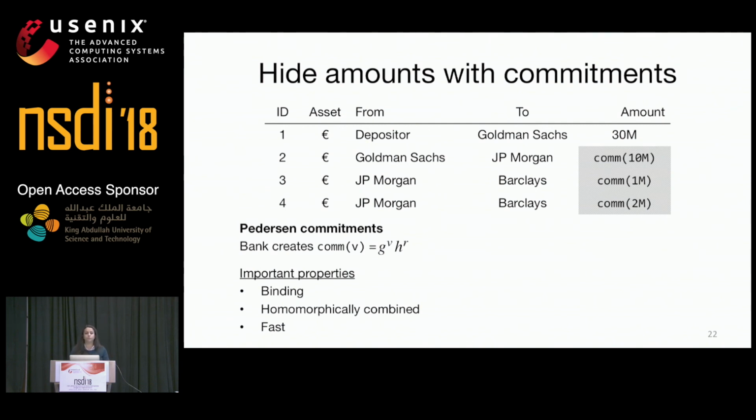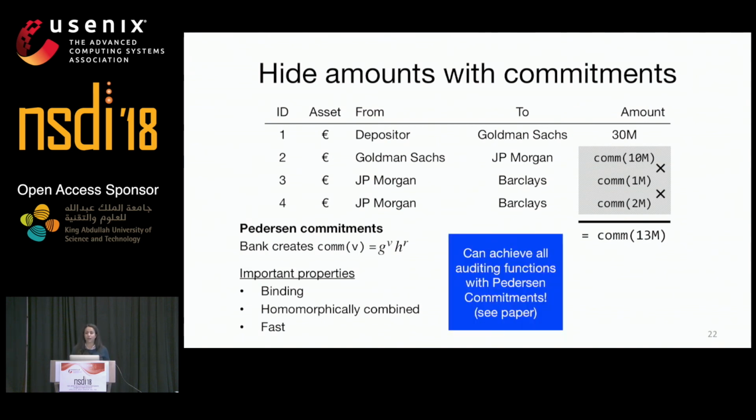Pedersen commitments have a few very important properties. First of all, they're binding. It's very hard to open a commitment to a value other than the one that was originally committed to. Unlike a hash, multiple Pedersen commitments can be homomorphically combined. If you multiply these commitments together, then the result is a commitment to the sum of the values. Pedersen commitments are also very fast to create, combine, and verify. And perhaps surprisingly, we can achieve all of the auditing measurements I showed you before using just this basic primitive.